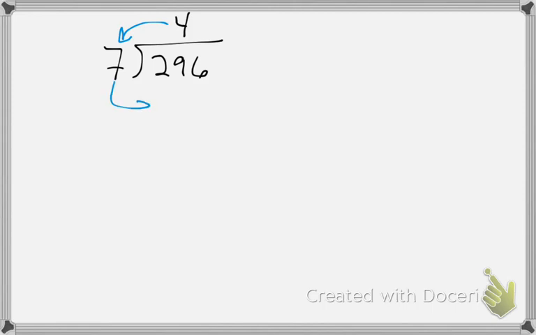You multiply that 4 times the 7, and that gives you 28. And then what do we do? Well, we subtract those two. You're going to subtract, so you put a minus sign up there. 28 flips to negative 28, and you're left with 1. Bring down 6. Carry down the remaining place values, 6. And what do we do now? Lather, rinse, repeat.